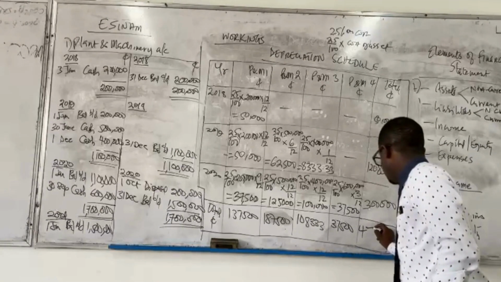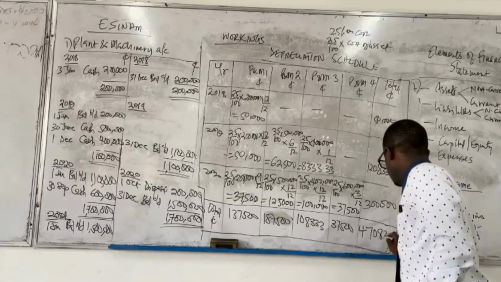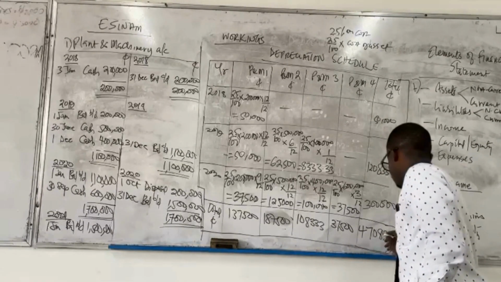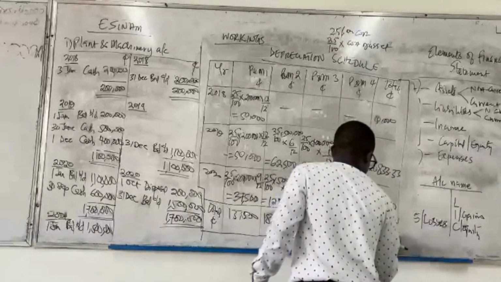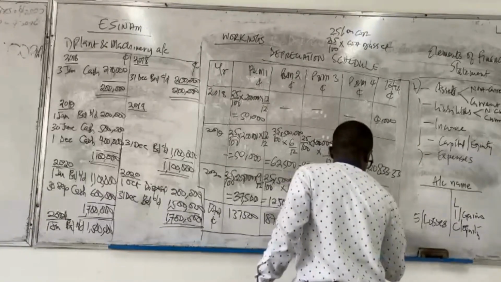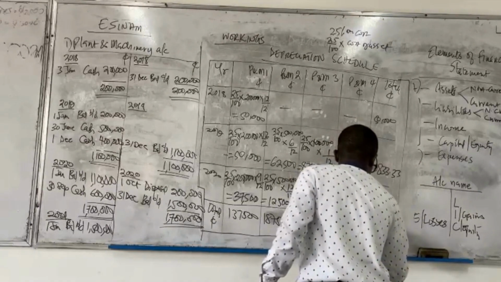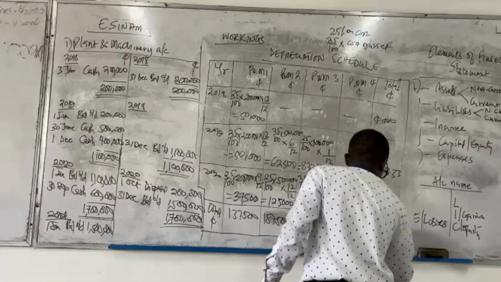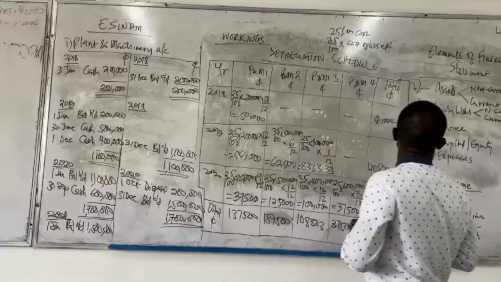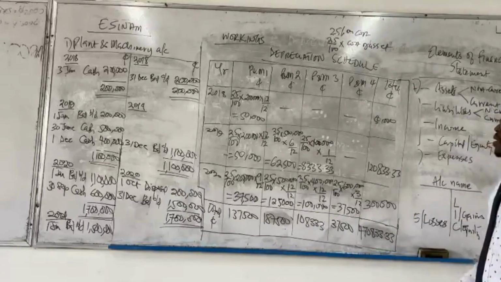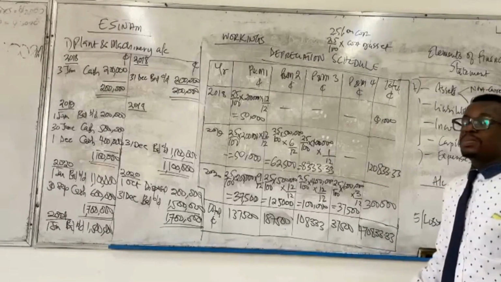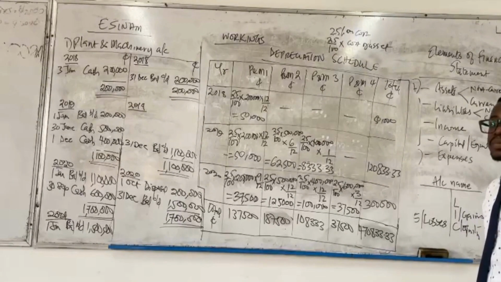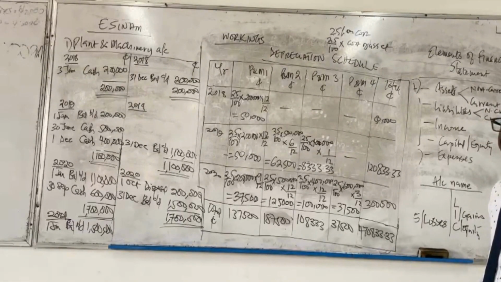4708 33.33. Is that correct? 4708 33 point what? Okay. Are we good? Are we good?